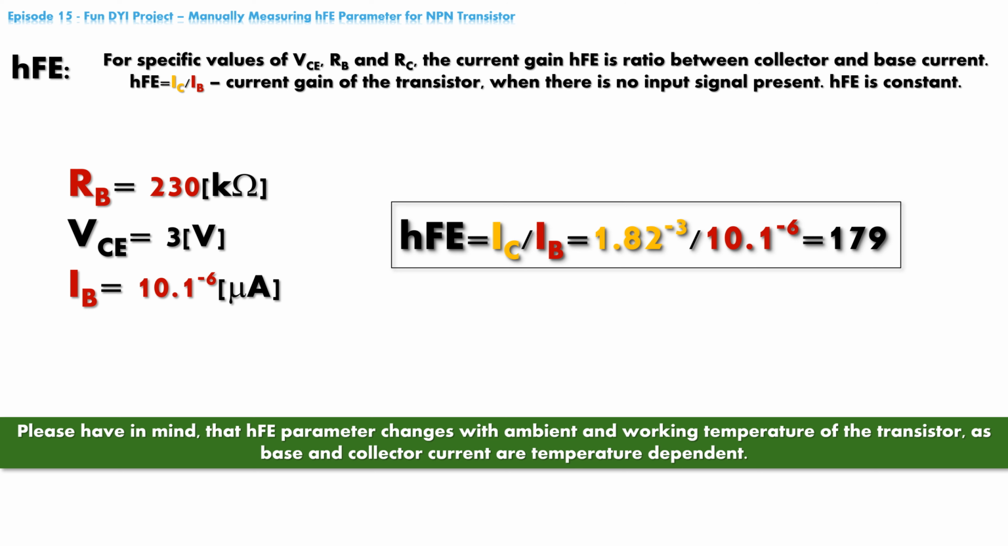Colloquially put, the amplification of this transistor is 179 times the base current, when using a 3 volts power source and 10.1 microamperes of base current, with no small signal present at the base terminal, and the transistor is biased in amplification mode of work.